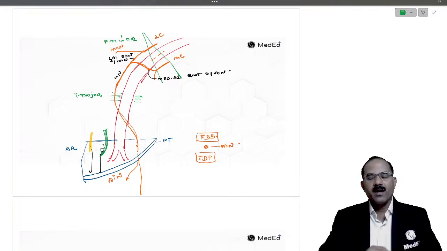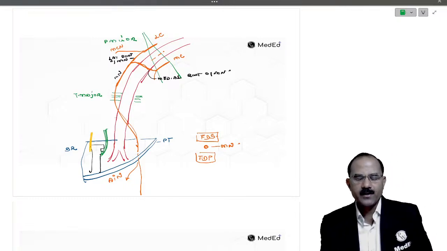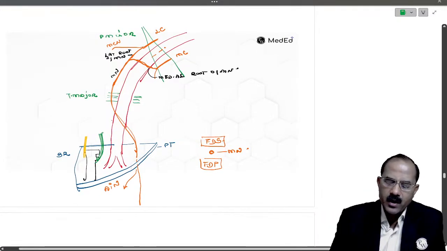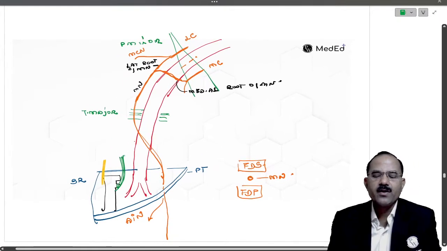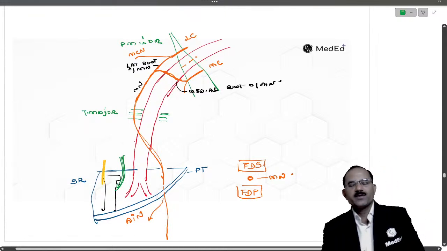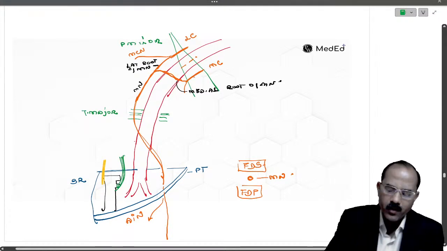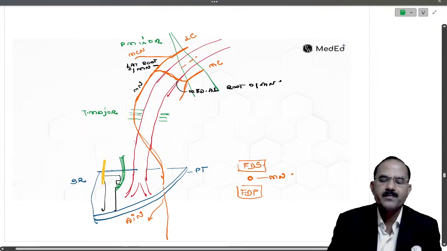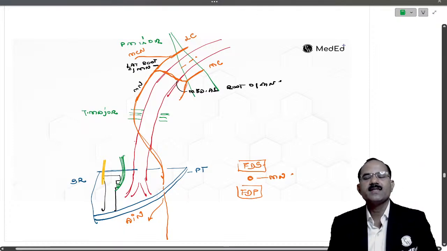Now, tell me about the ulnar nerve. Coming to the ulnar nerve. Ulnar nerve is a branch of which cord? Ulnar nerve is a branch of the medial cord. Very good. Very good. The ulnar nerve is a branch of the medial cord. Yes.